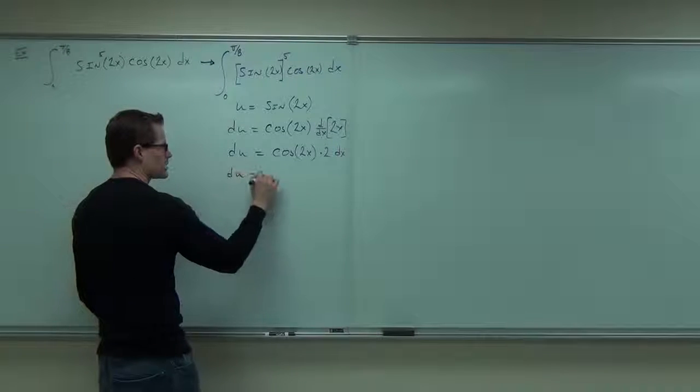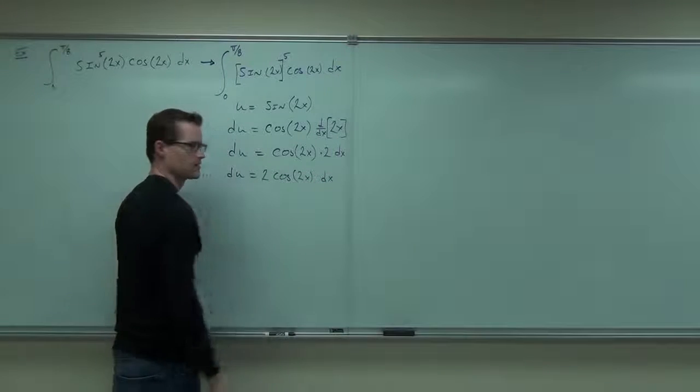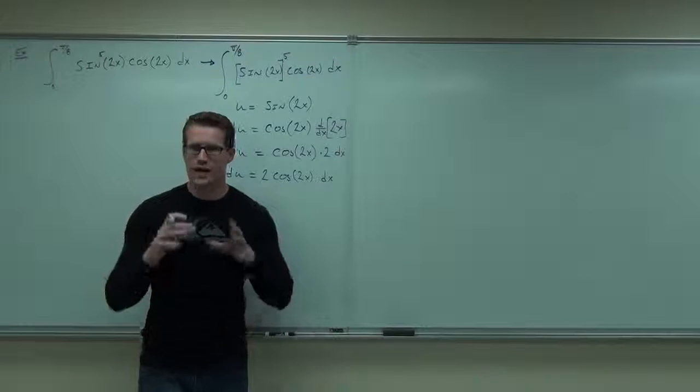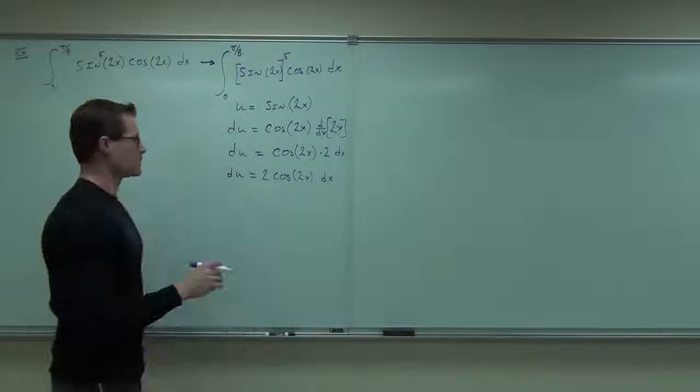Otherwise, I'd probably write it as 2 cosine 2x dx. That's the appropriate way to write that. Just don't lose the 2. It's a chain rule. You've got to have the derivative of 2x somewhere. The derivative of 2x is the 2. Move it out in front of your cosine.